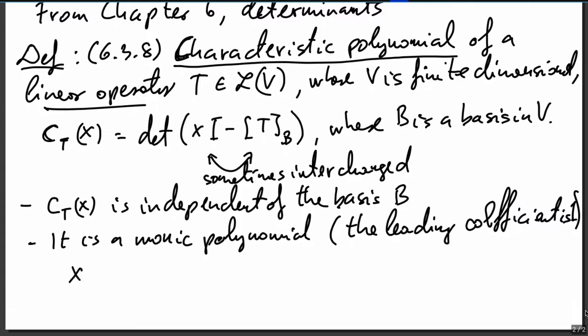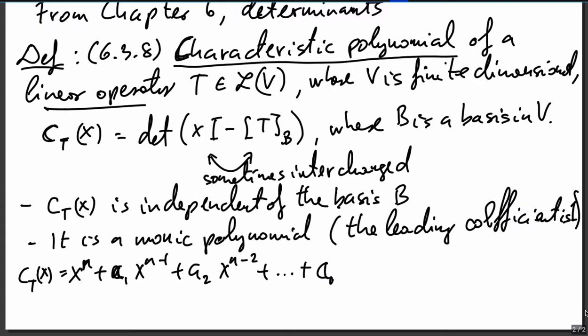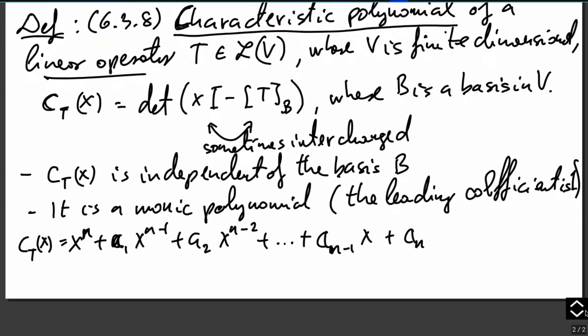It has a form like this: C_T of x equals x to the n plus a1 x to the n minus 1 plus a2 x to the n minus 2, so decreasing powers of x all the way to a sub n minus 1 times x, which is x to the 1, and then a constant term a_n. The first term is x to the n, so the leading order term has coefficient 1.